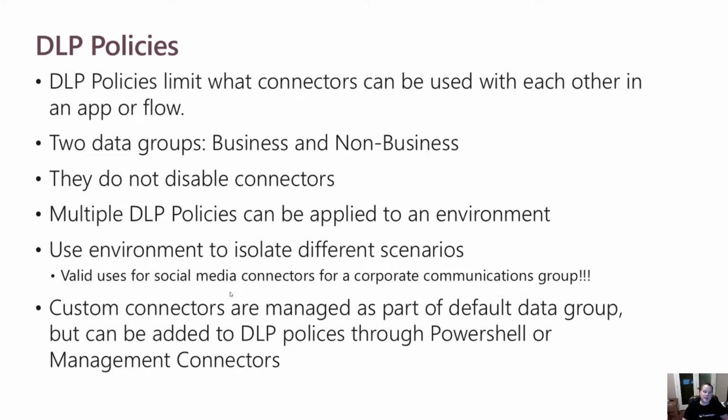Now, use environments to isolate different scenarios. So this might be a justification for another environment, which is okay. For example, you may not want to have your social media connectors in your default environment talking to some of your business tools like Office 365. But for a corporate communication function, that's perfectly normal. So what you might do is say, I'm going to create an environment just for corporate communications. I'm then going to relax my DLP policy and allow Twitter to talk with, say, SharePoint Online. And I'm going to do this because I'm going to trust that group. And I'm also going to restrict who has access to this group.